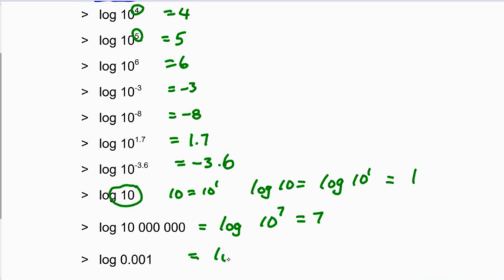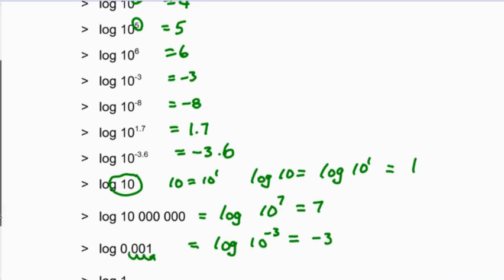This one here would be the log. Okay, how many decimal places? 1, 2, 3. That's a negative 3. 10 to the negative 3. So I'm just writing these numbers in scientific notation, and away we go. The log of 10 to the power of negative 3 is simply negative 3.